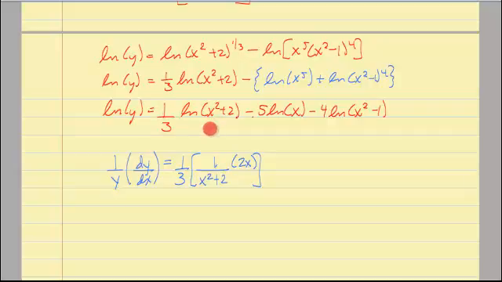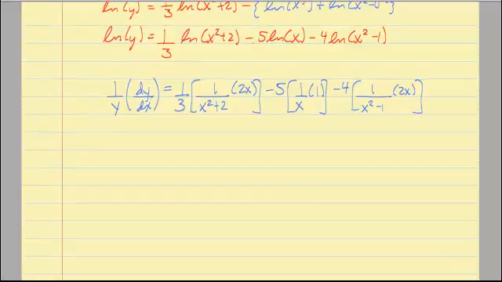Okay, and so the derivative of this piece is right here. Drag along the minus 5. The derivative of the natural log of x is 1 over x times the derivative of x. Drag along the minus 4. The derivative of the natural log of x squared minus 1 is 1 over x squared minus 1 times the derivative of x squared minus 1. And this is my expression.